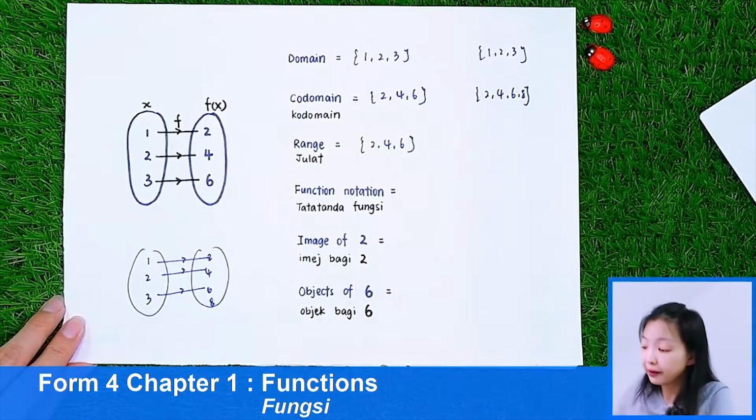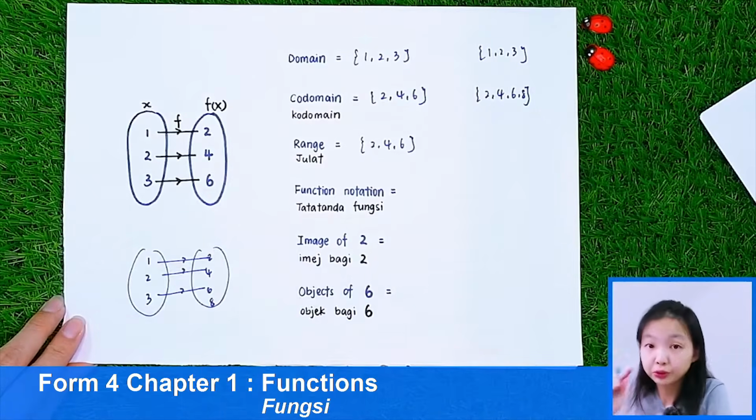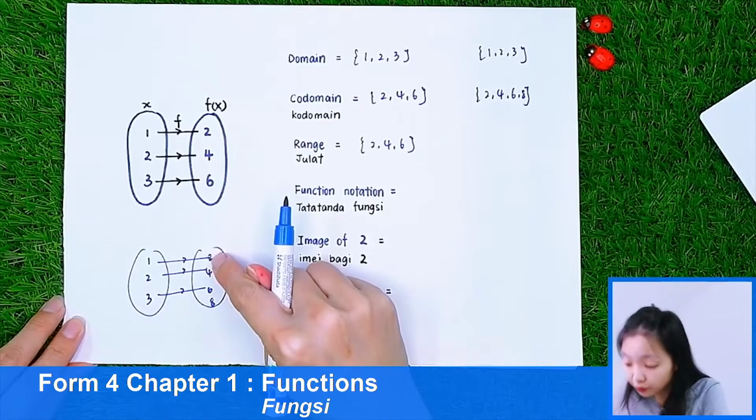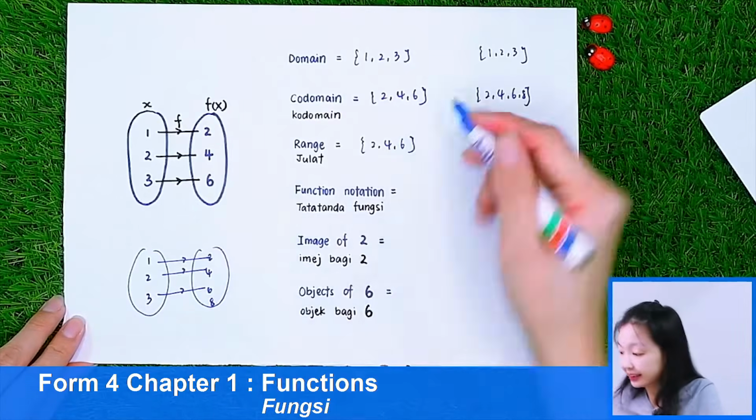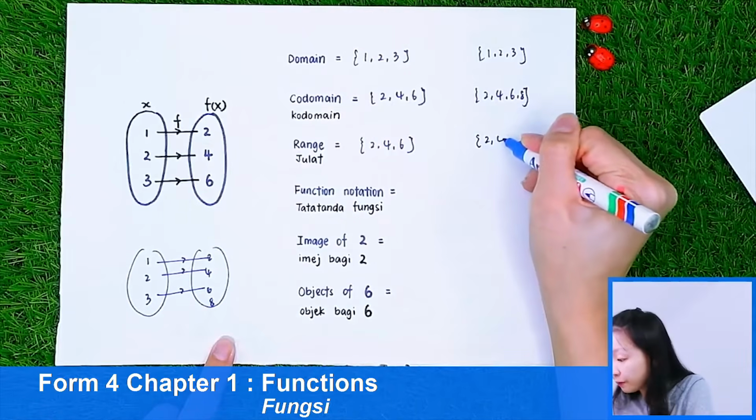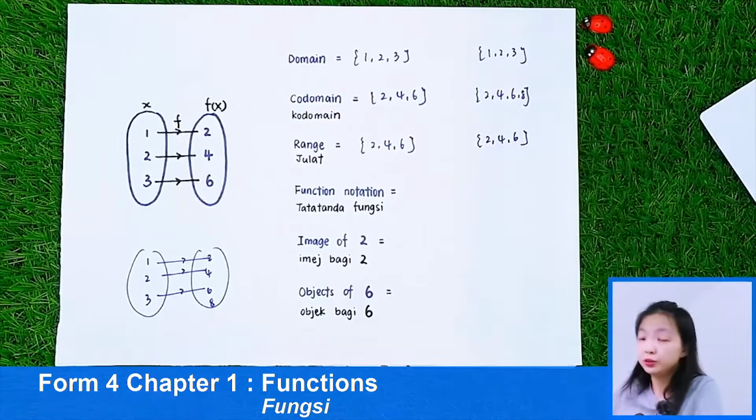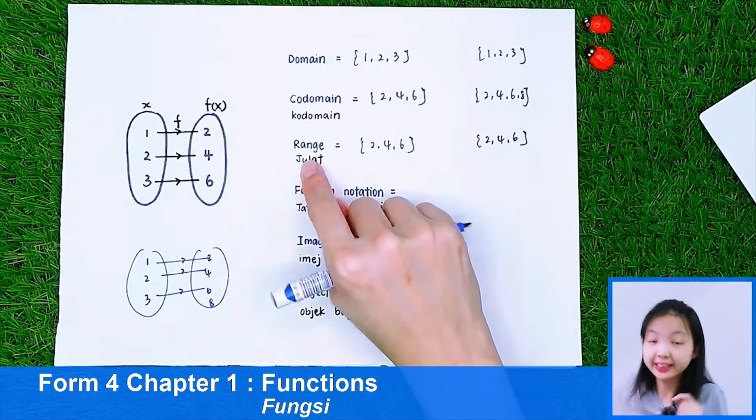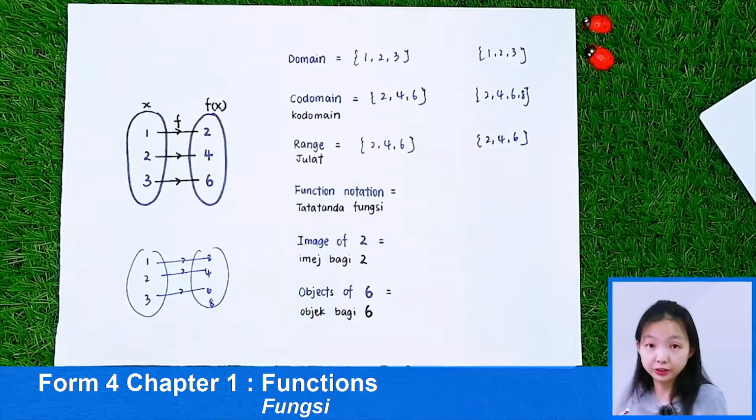How about the range? Range is the numbers that have a relation to the object or the domain. So it's only 2, 4, and 6. It doesn't include the 8. So you must know how to differentiate the codomain and range. Now we go to the function notation.